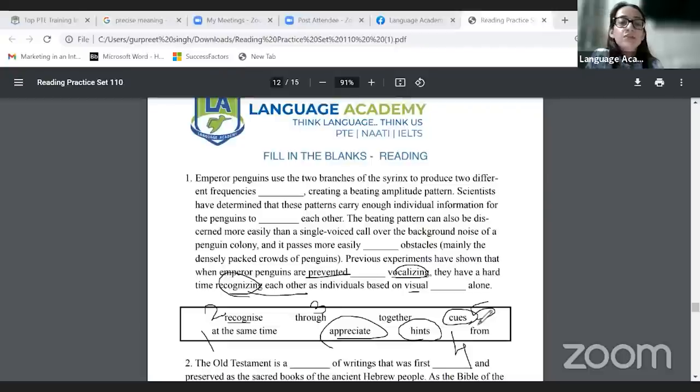Right? So first one, two frequencies cannot come together, but they can come at the same time because they're two frequencies. They are not one thing joined. So they will have their own existence. The second one was based on information. The topic is about recognition. Third one, pass comes with through, pass through something. Fourth one, prevent always comes with from. And out of hints and cues, they mean mostly the same. Cues is more academic, so we should go with that. Any confusions, anyone?